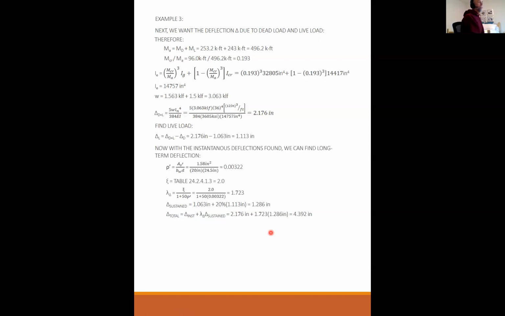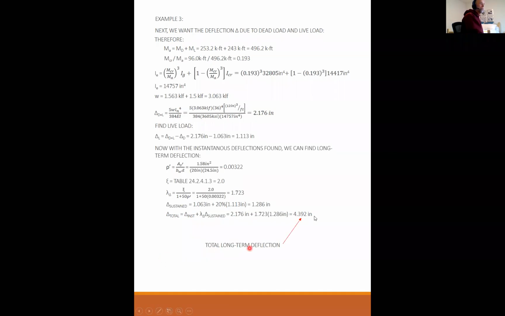Does that sound good? 4.39 inches of deflection? Would anybody be happy with that in their house? Sounds like a lot. To me, it sounds like your piano is going to keep rolling towards the center of the room. To me, it sounds like a lot.